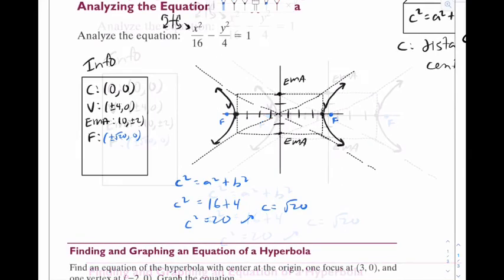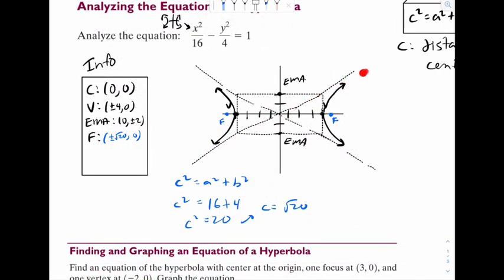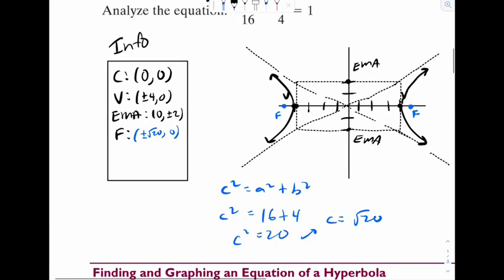We haven't really talked about these dotted lines, the asymptotes. So that's what we've got to find now. The final piece is going to be A for asymptote. And we want the equation of this line. Well, luckily for now, they all go through the origin. So that's really easy.